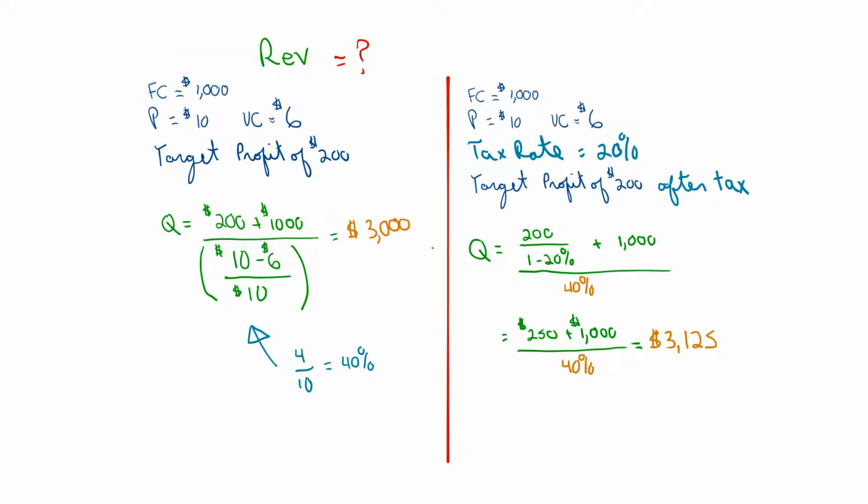As you can see, the solution looks very similar to before. Really the only difference is that we have the contribution margin divided by the price. Well, if you remember, the contribution margin was $4, the price is $10, so the contribution margin ratio is 40%. So if you take $1,200 divided by 40%, you end up with $3,000, which is the amount of revenue required to earn a profit of $200.